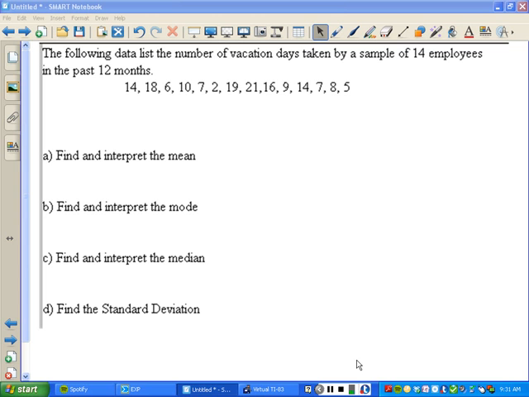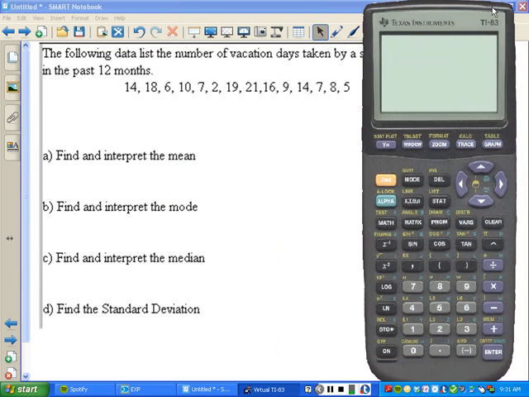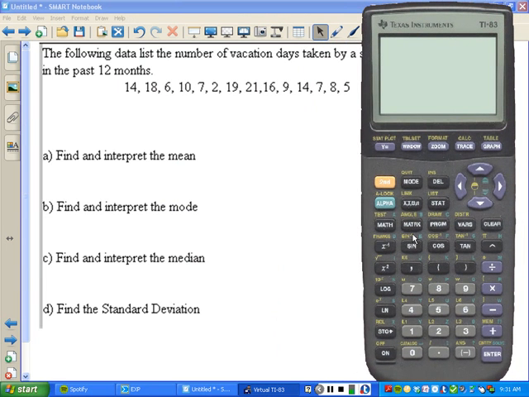Now, how should you do the mean, median, mode, standard deviation? Well, probably if I were you, the thing I would do first is go to my calculator. Now, some of you are like, yeah, it's a good idea. I don't have one. Well, the test is on Tuesday, and I would strongly encourage you to get it. Okay? Love you.